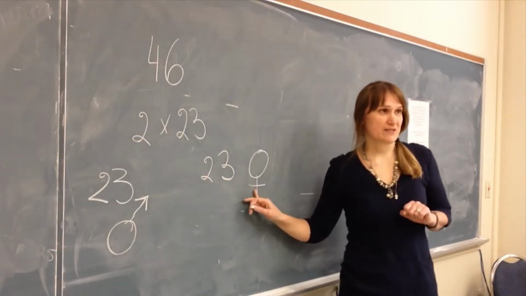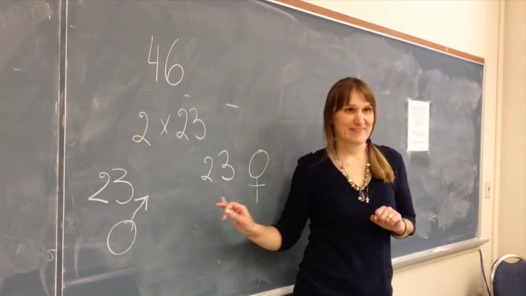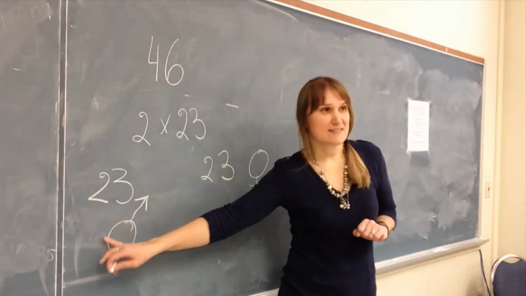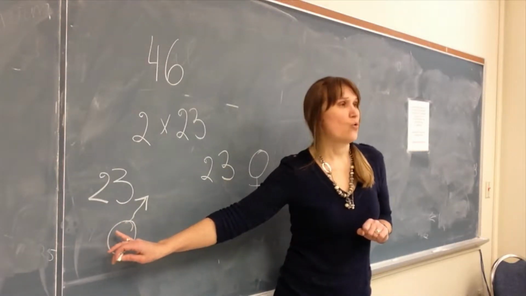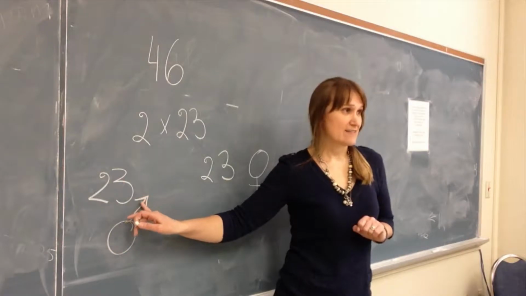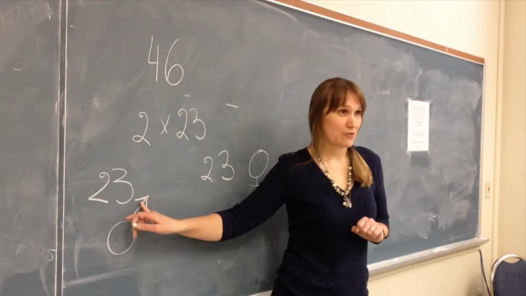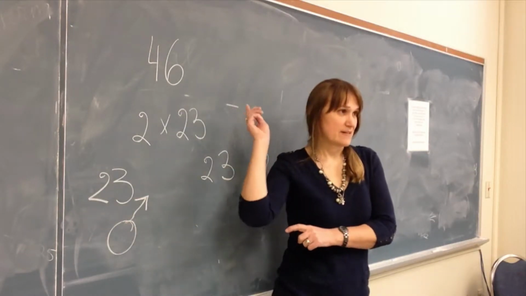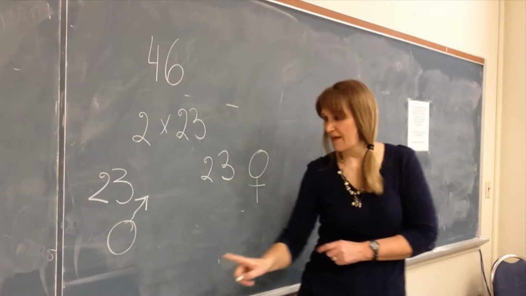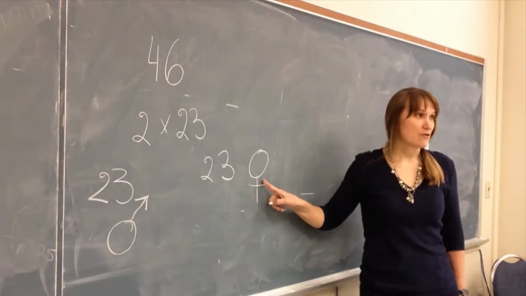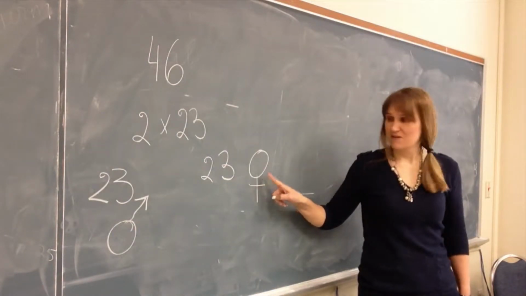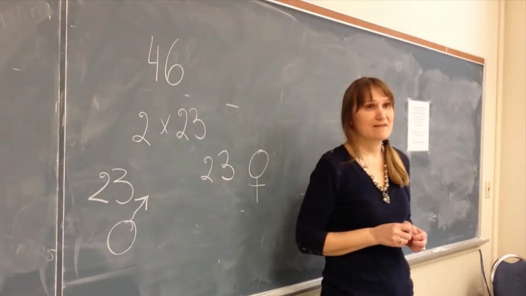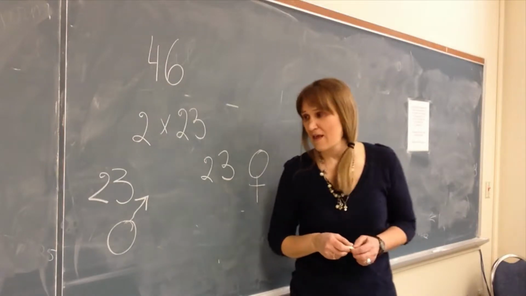By the way, these signs, which one is for male and which one is for female? Male here. This is called shield of Ares. Ares is a Greek god of war, and here's his shield and his spear. Male. This is called mirror of Venus. So mirror of Venus, who is the goddess of beauty.